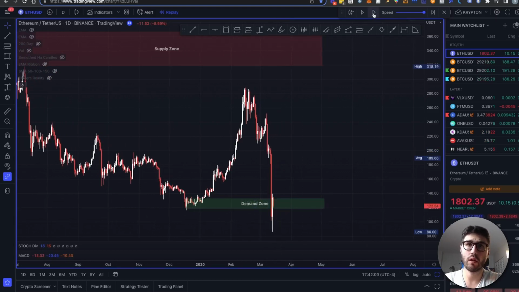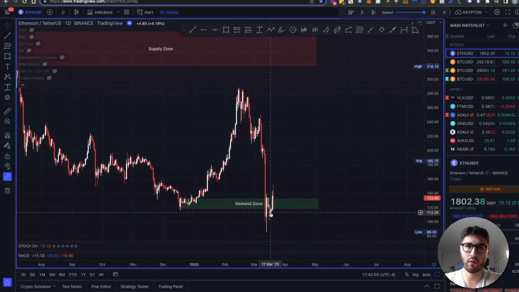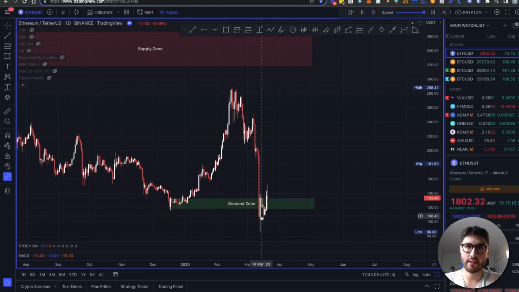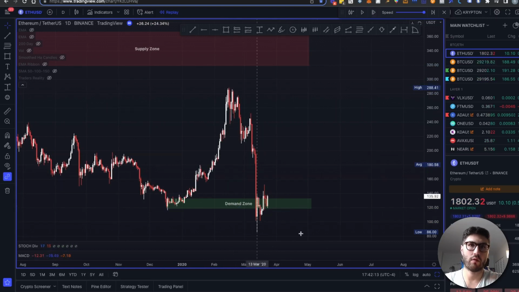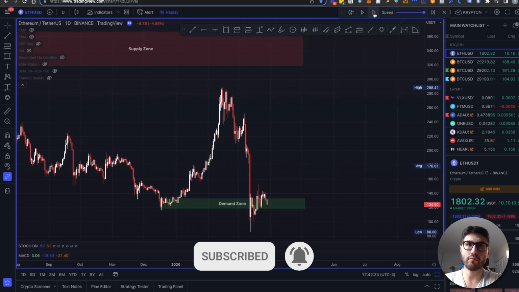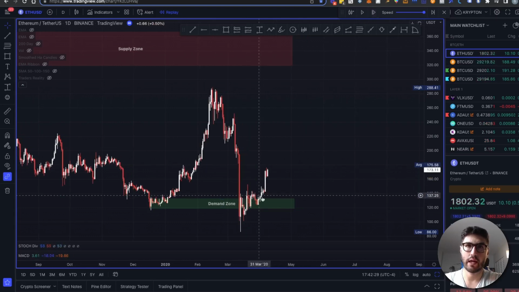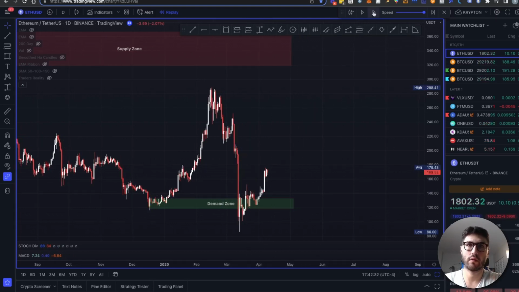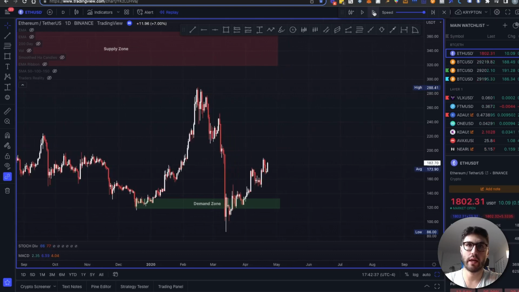Okay, so if we click forward on the replay tool, here, as you can see, the price seems to be starting to reverse. And why is this important? Because when I see a structure like this, I might be interested in taking a long position, targeting this supply zone. Okay, so let's see what happens to the price. Okay, it's trending higher, making higher highs and higher lows. Let's see if it's going to reclaim that area.